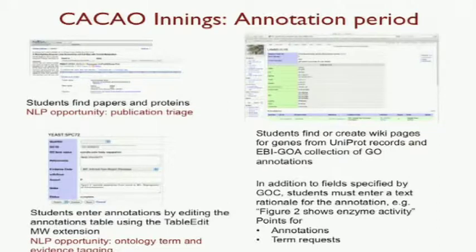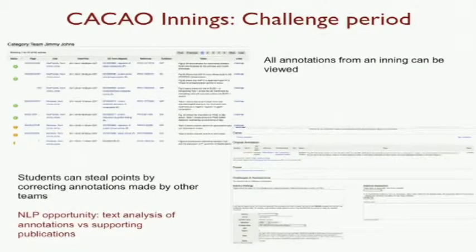Okay, so the students enter their annotations. The annotations go into this big scoreboard where they can view all the annotations made for a given entry, and then every other week we essentially say you can't add annotations, you can only do challenges. And then what happens in the challenges is they have this interface where they can click, and they get this interface where they can enter their challenge.